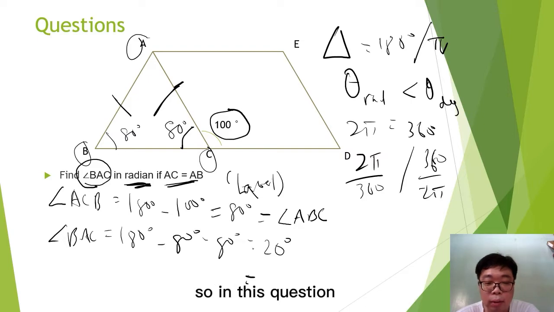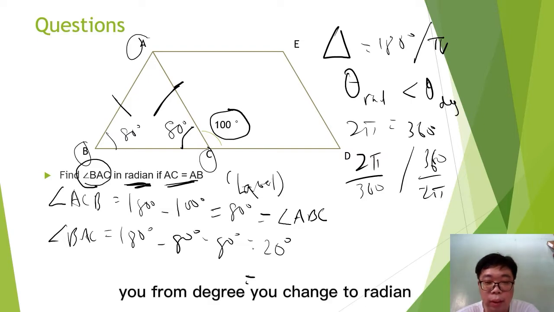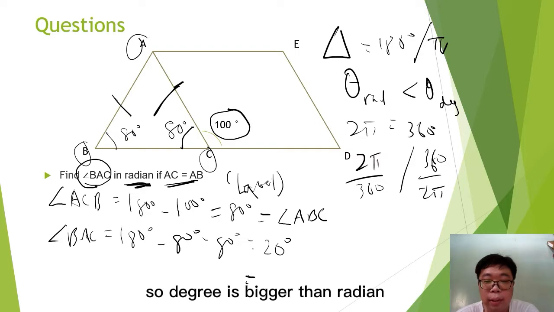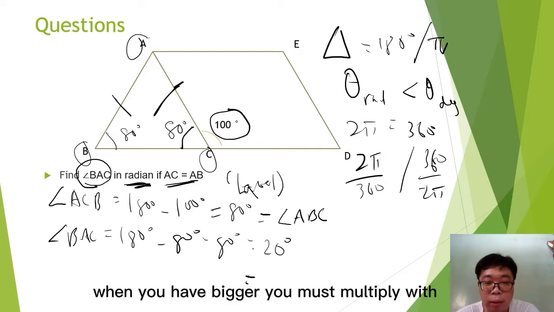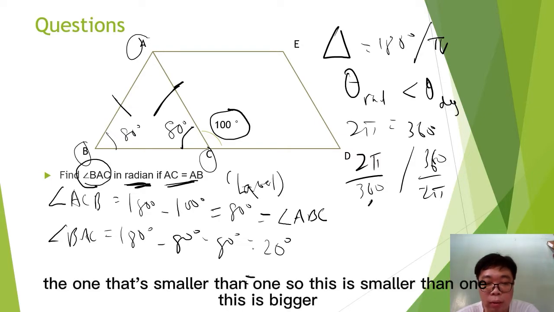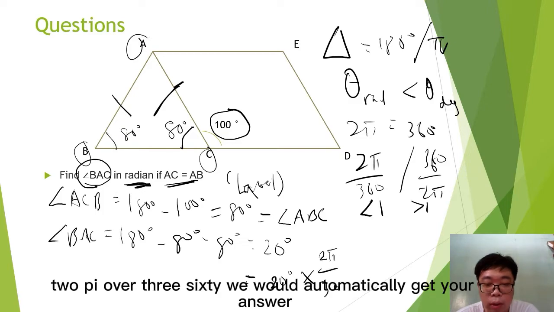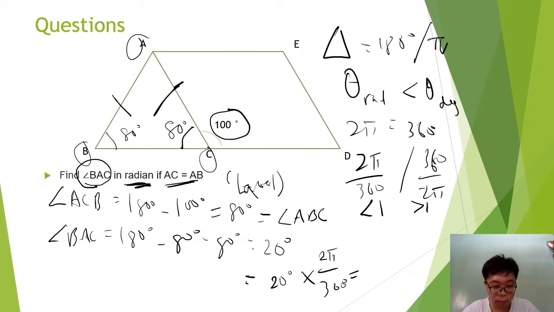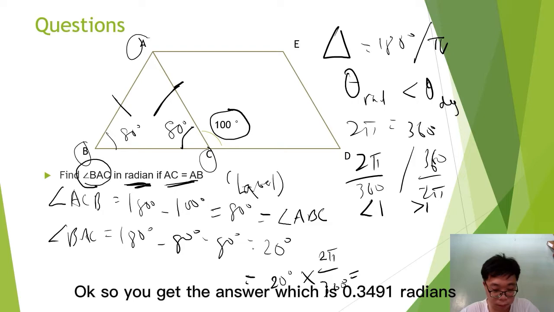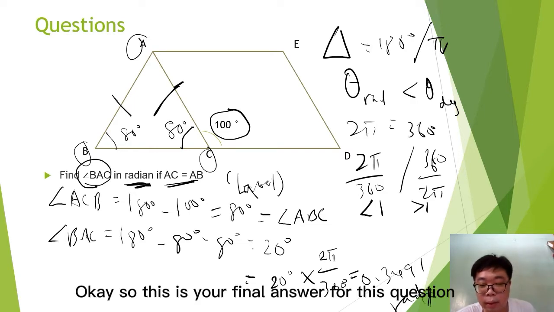Okay, so in this question, you change from degree to radian. Degree is bigger than radian. When you have bigger, you must multiply with the one that is smaller than 1. So this is more than 1, this is smaller than 1. So your answer will be 20 degree times 2 pi over 360. You will automatically get your answer, which is 0.3491 radian. Okay, so this is your final answer for this question.